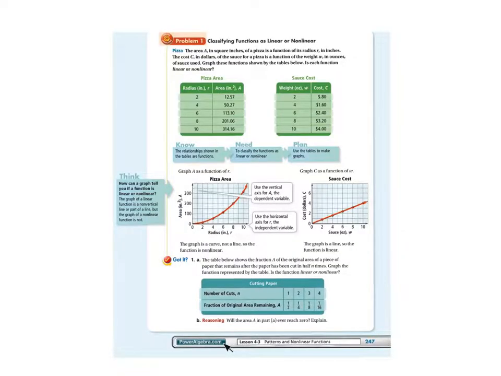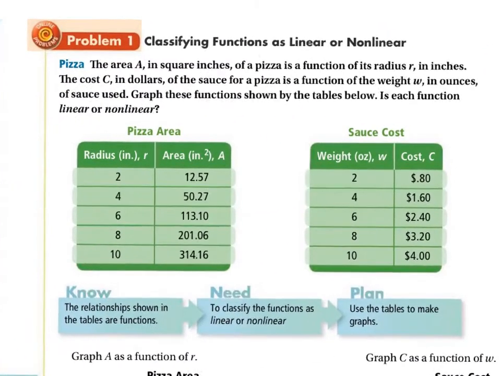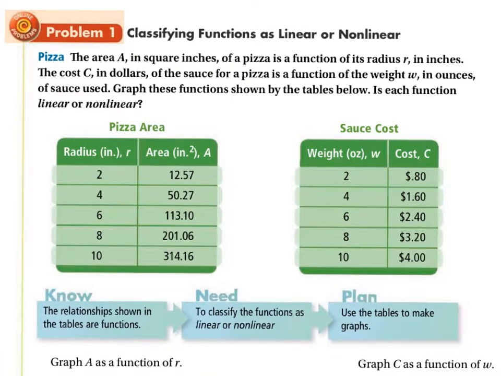If you look at problem 1, the area A in square inches of a pizza is a function of its radius r in inches. The cost C in dollars of the sauce for a pizza is a function of the weight W in ounces of sauce used. Graph these functions shown by the tables below. Is each function linear or nonlinear? Okay, so they went ahead and did that. They took those points and then they graphed them.